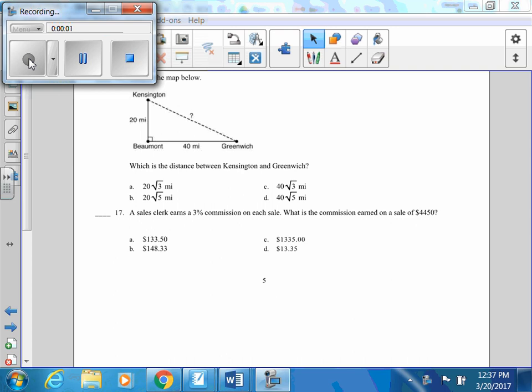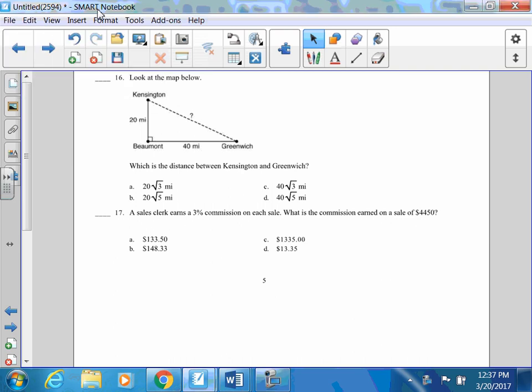Okay, here at number 16, what's the distance between the two cities? So we're looking for basically this distance right here. And we know this is 20 miles between these two cities and 40 miles between these two cities. So what we're going to have to do is use the Pythagorean theorem to figure that out.